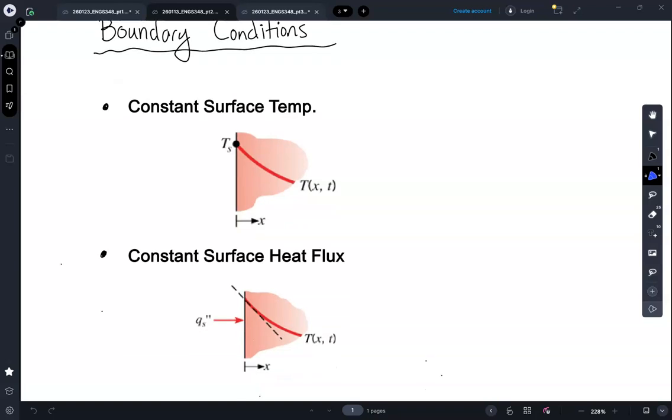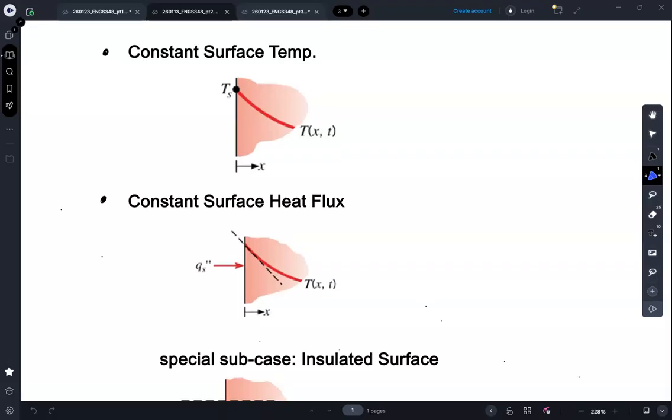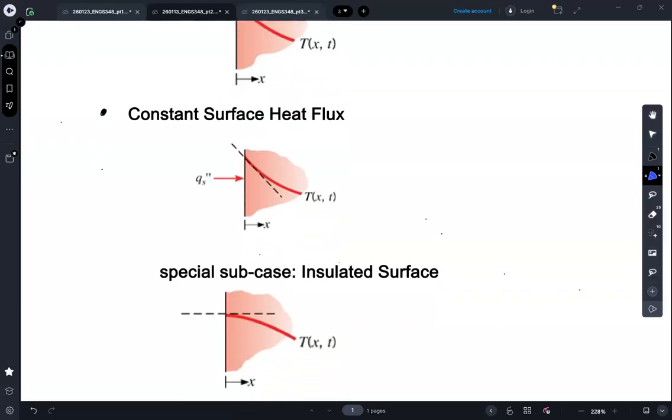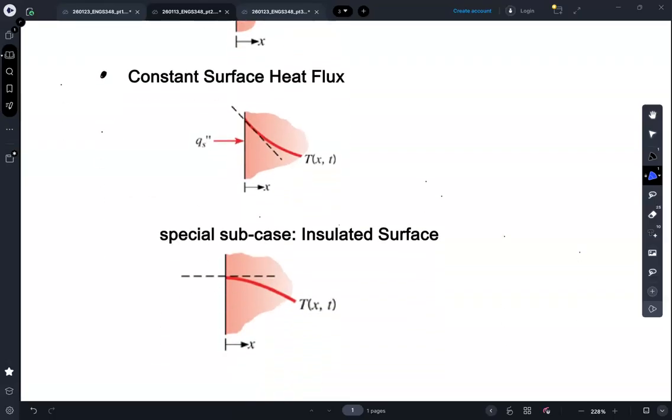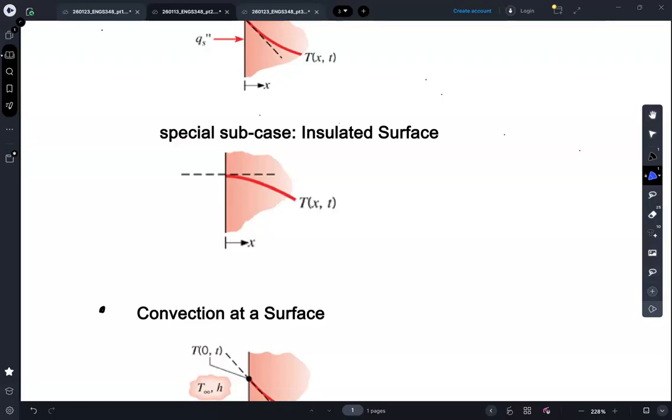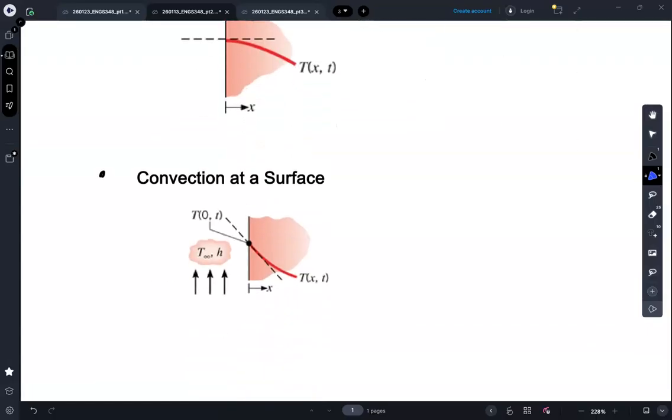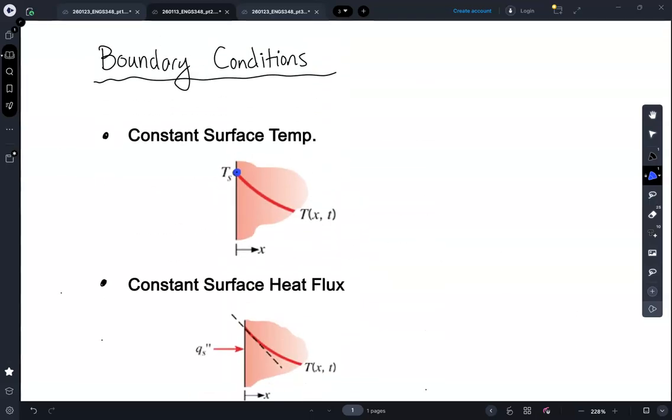There are a few common boundary conditions. We could have the surface of our object be a constant temperature, locked at, say, a temperature Ts, and then change inside. We could have a constant surface heat flux, an insulated surface, which is similar to that, or we could have something like convection at the surface. We can have other things as well, but not things that we'll attempt, at least analytically. So let's see what these would look like as boundary conditions.